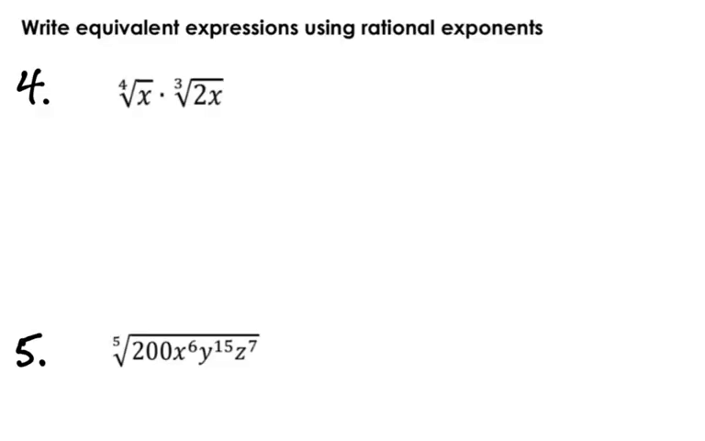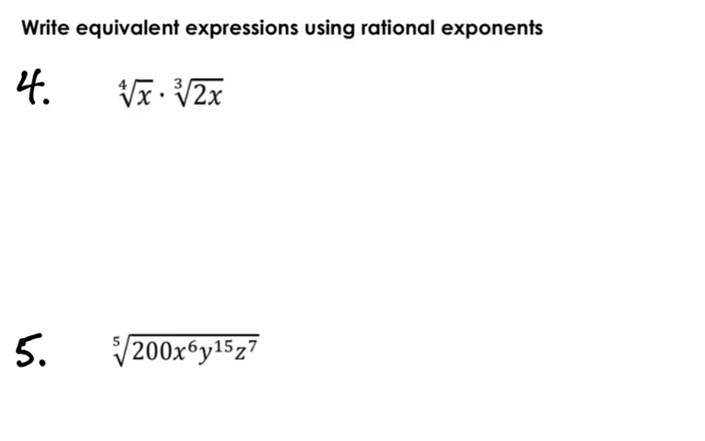All right, 4 and 5, pause these, give them a shot, and notice that we are writing these expressions using rational exponents. So we should not have a radical in the final answer. The final answer should have exponents of some type of fraction. So take a moment, pause, and give these a shot.